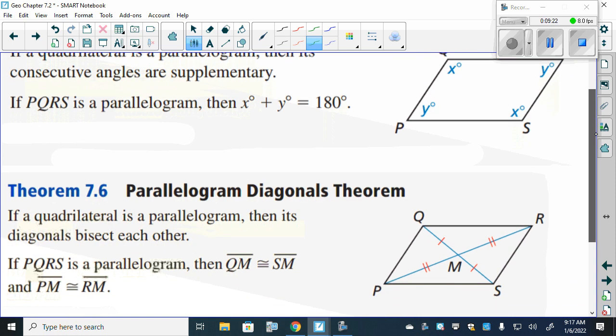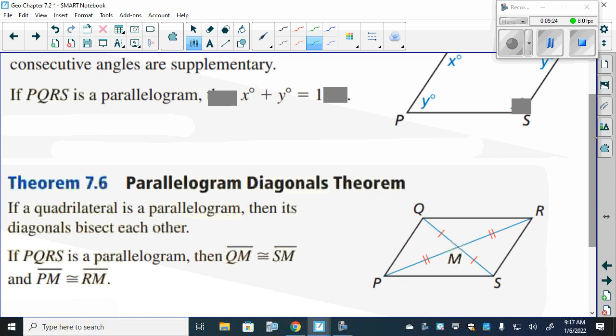And coincidentally enough, the parallelogram diagonals theorem: if a quadrilateral is a parallelogram, then its diagonals actually bisect each other. They cut each other in half. They don't do anything to the angles. They don't bisect the angles or cut the angles in any particular way. They just bisect each other. They cut each other in half. And this will work every single time. Questions on this here?